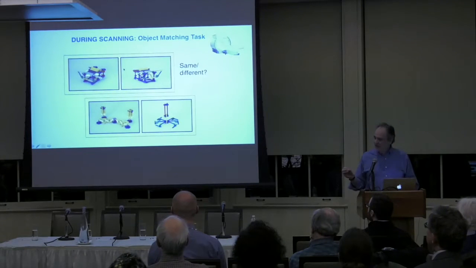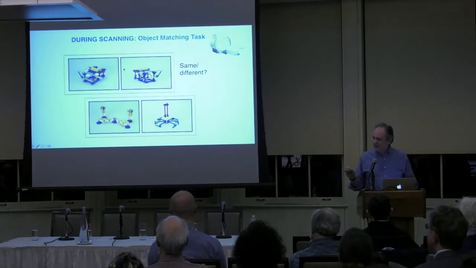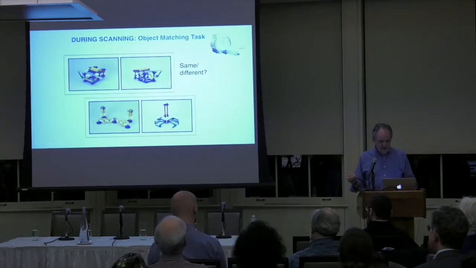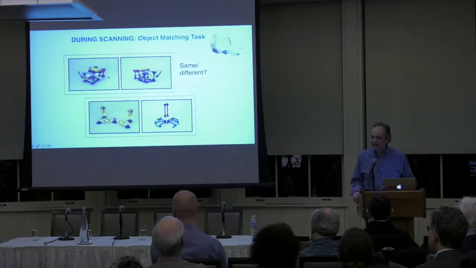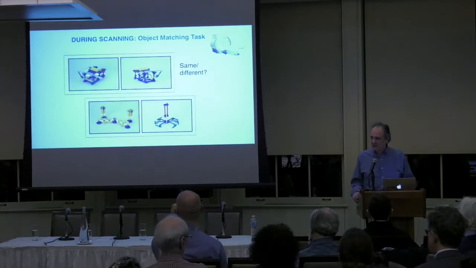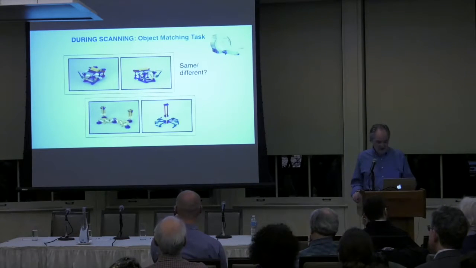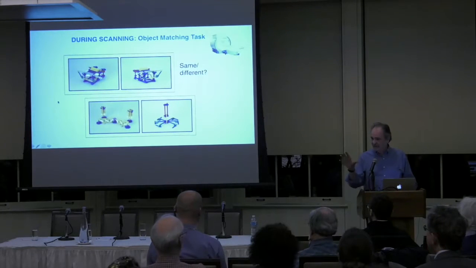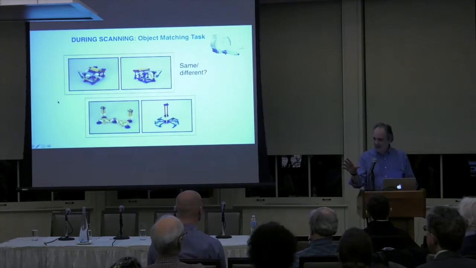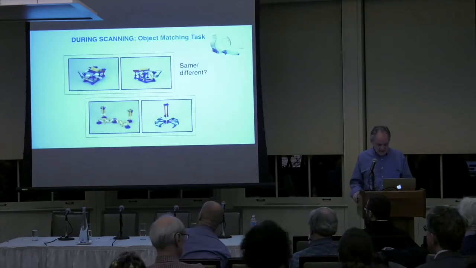So we put them in the scanner, and importantly, we're just going to do a simple perceptual test, just like the one I just showed you. You'd see 2 objects like this on the screen, and they had to say, is that the same object from a different view, or is it 2 different objects? And we did that with both the objects they were trained on and the objects they weren't trained on.